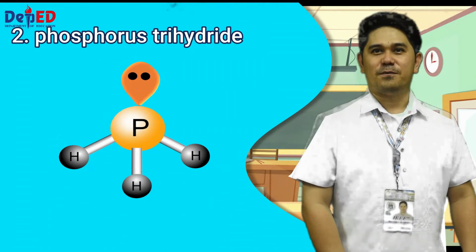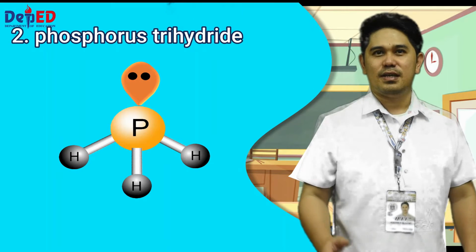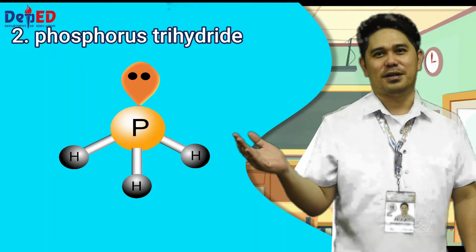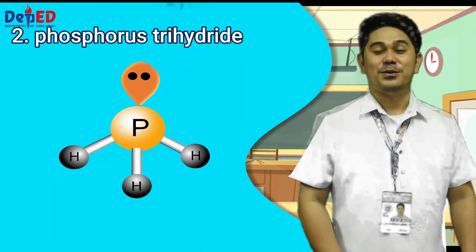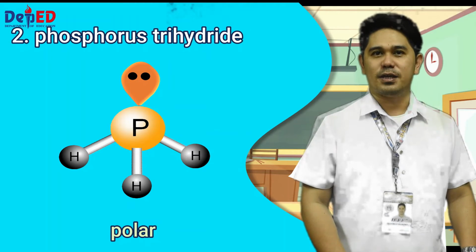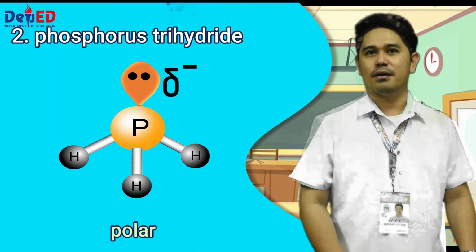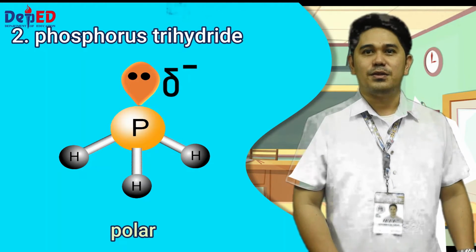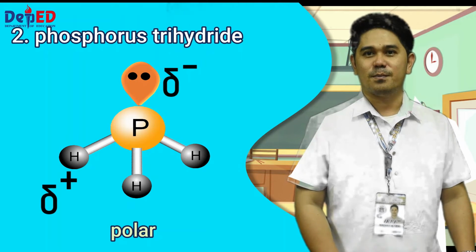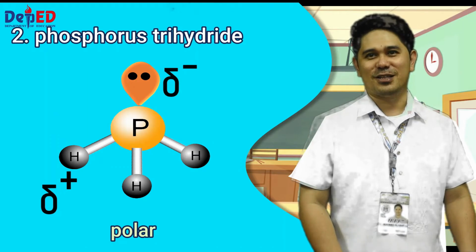Number 2. Phosphorus trihydride, or PH3. Is it polar or nonpolar? You are right. As you have noticed, this side of the molecule is partially negative due to the presence of a lone pair here, while this becomes partially positive. Therefore, phosphorus trihydride is a polar molecule.